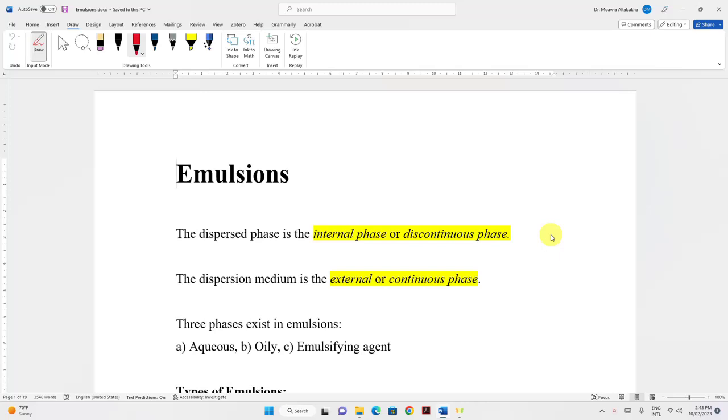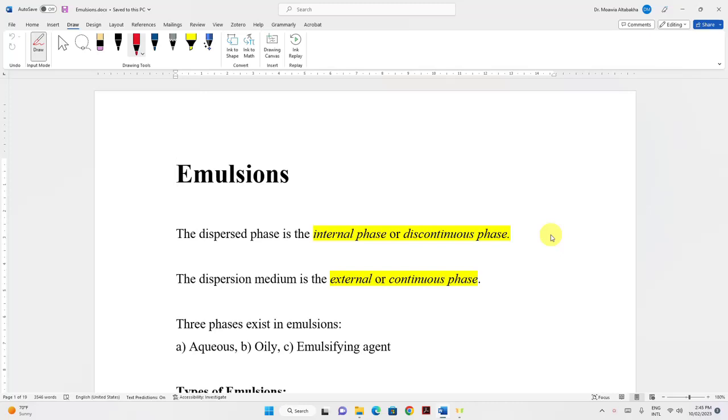Today we're going to talk about the second topic in disperse systems. We already talked about suspensions, and today we will talk about emulsions. Remember that suspensions and emulsions belong to coarse dispersions. Okay, there are types of coarse dispersions.